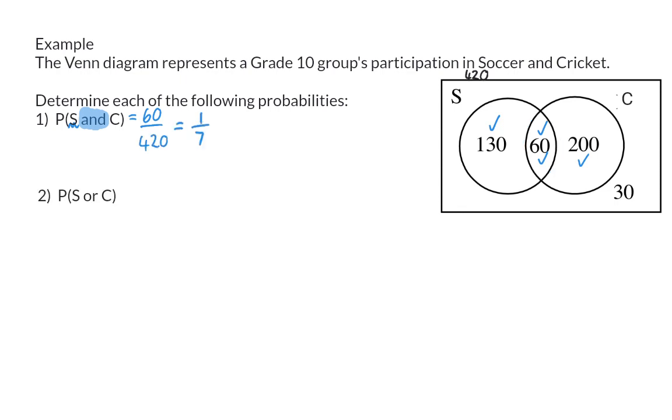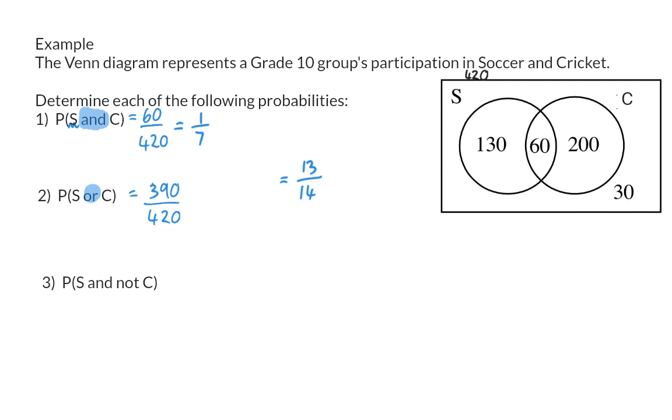Our second question is the probability of someone playing soccer or cricket. So we have the same 2 events, soccer and cricket, but because we are working with "or", the union, this time all 3 values marked for these 2 events will form part of the answer, which means we have 390 out of the 420.